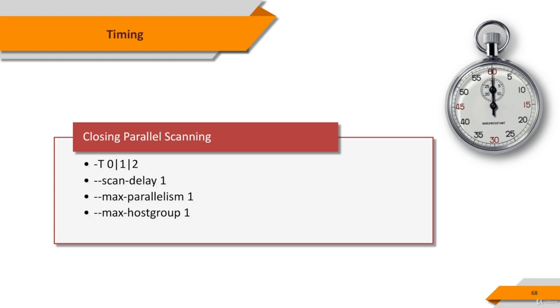So what do you reckon the difference is between the max parallelism and the max host group? Did you see it? When you set max parallelism to 1, Nmap sends only one packet to a host at a time. When you set max host group to 1, Nmap scans only one host at a time.